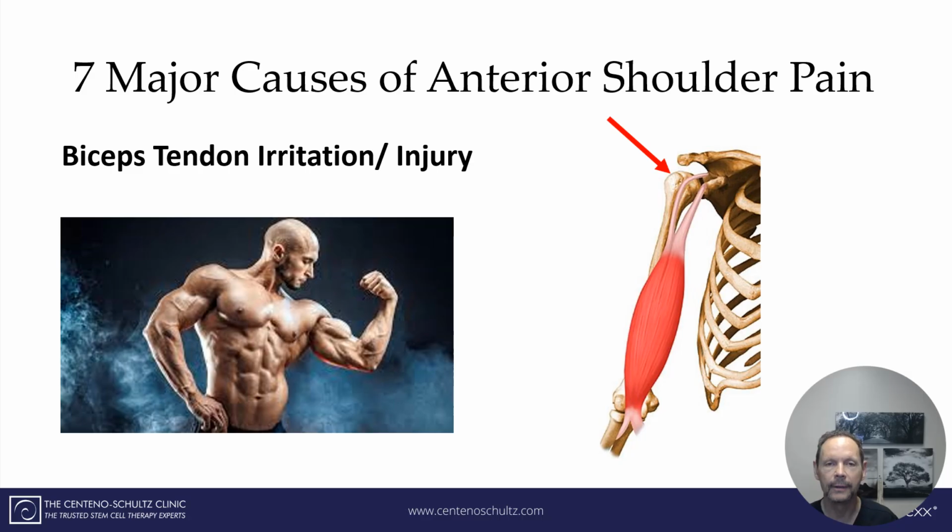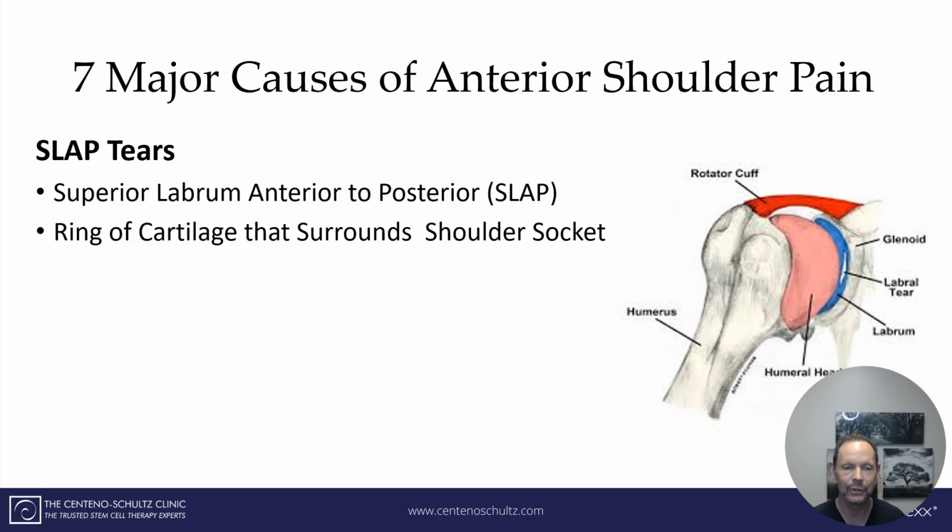Number 2, the Popeye muscle, the biceps tendon. The bicep muscle is a well-known muscle, and it originates up here high in the shoulder, right anteriorly where I depicted here. And then it's got 2 heads. And if there's irritation or injury, it can result in anterior shoulder pain.